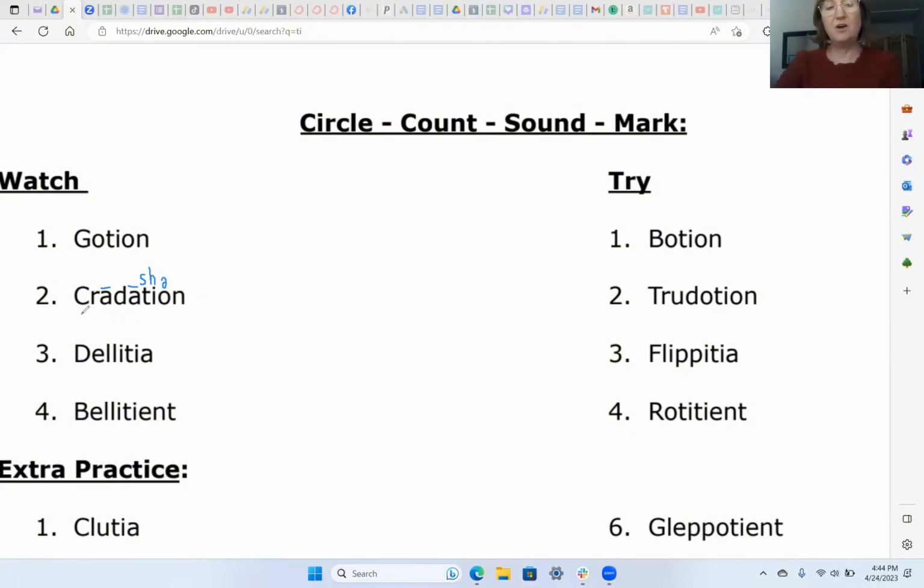When I pencil read it, we have a hard C, r, a, d, a, sh, n. That's kind of a lot of sounds, so I don't want to miss any. I'm going to go one at a time. Cr, cray, crade, cradesh, cradesha, cradation, gradation. Go ahead and try yours over here.